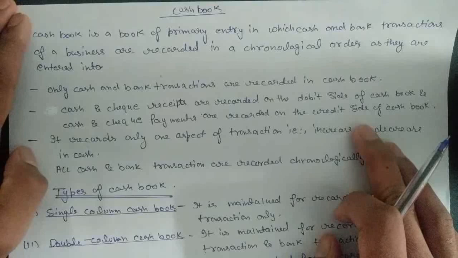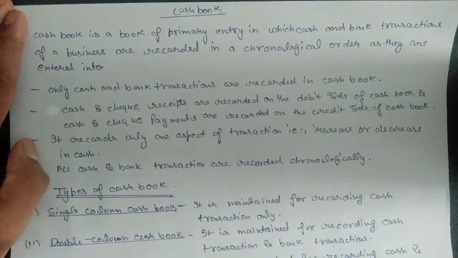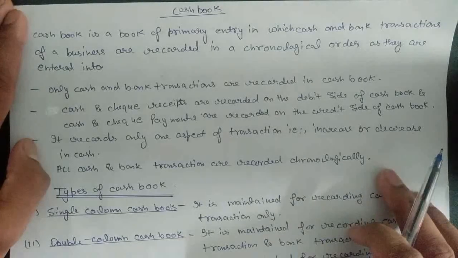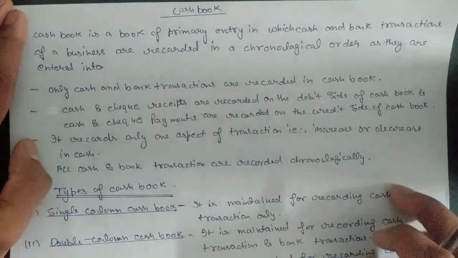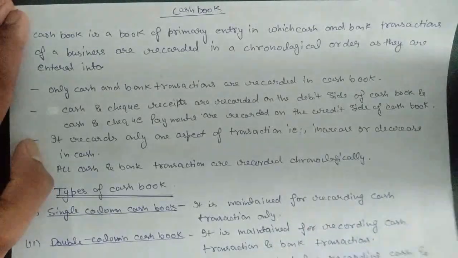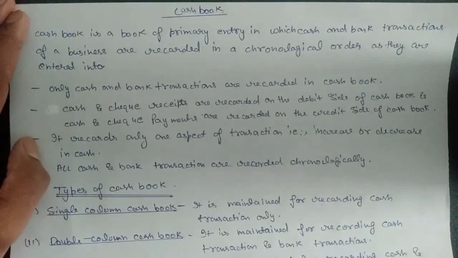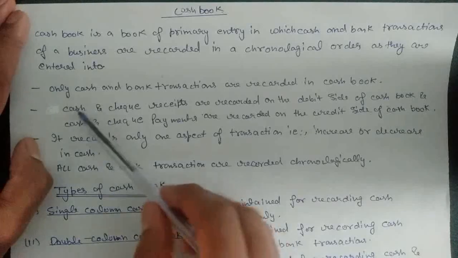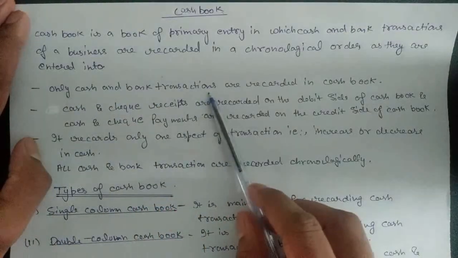Cash book is a book of primary entry in which cash and bank transactions of a business are recorded in chronological order as they are entered into. A cash book is primarily like a ledger account in which all the inflow of the cash we record on the debit side and all the outflow of the cash we record on credit side. So cash book records only the cash and bank transactions.